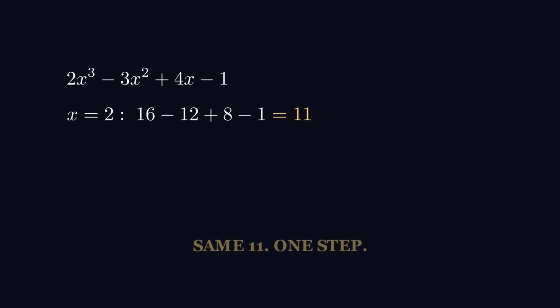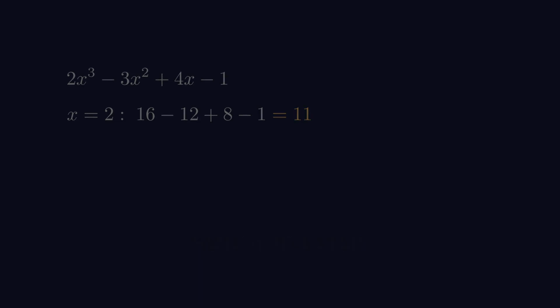Watch this magic. 2x cubed minus 3x squared plus 4x minus 1, plug in 2. 16 minus 12 plus 8 minus 1, 11. The same 11 we sweated 5 lines for. One little substitution. That's it. Somewhere a math teacher's crying.